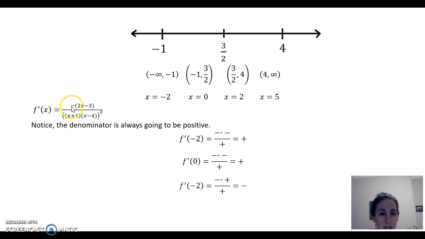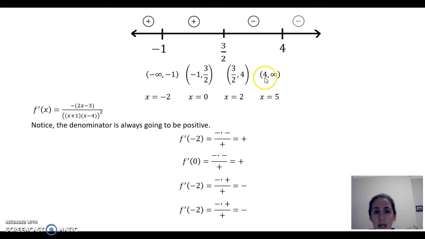Plug in 2, this is negative right there. 2 times 2 is 4 minus 3 is positive. A negative times a positive is a negative, divided by the denominator, which is always positive, gives me a negative. Plug in 5, this is negative. 2 times 5 is 10 minus 3 is positive. A negative times a positive over a positive is a negative. So on this entire interval right here, the derivative is positive. And on this entire interval right here, the derivative is positive. And on this entire interval right here, the derivative is negative. And on this entire interval right here, the derivative is negative.